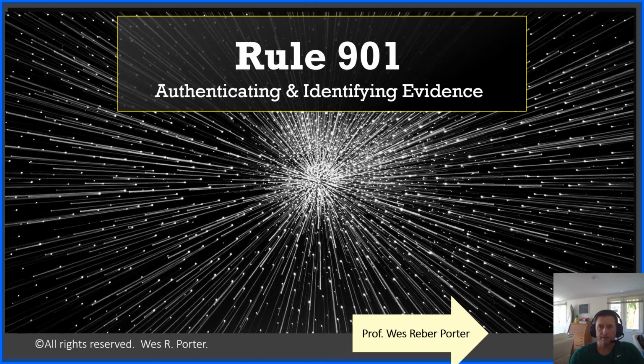We're talking about the Federal Rules of Evidence. Today we're covering Article 9, specifically authentication, and Rule 1901 under Article 9, which is authenticating and identifying evidence.